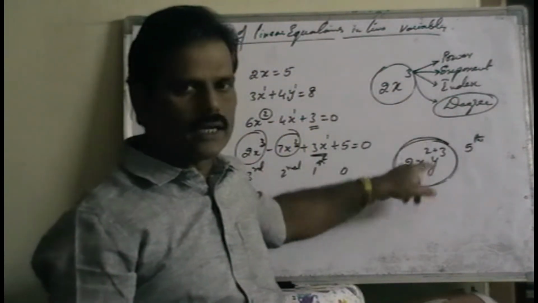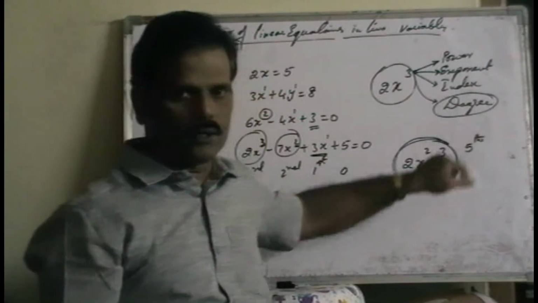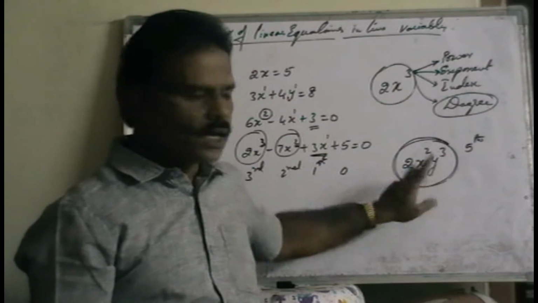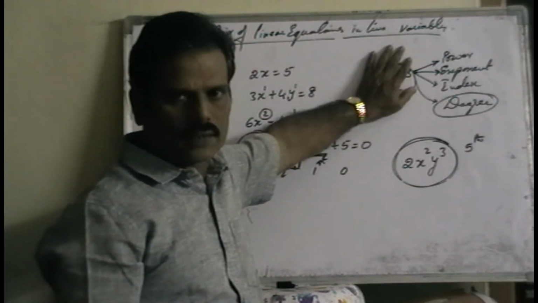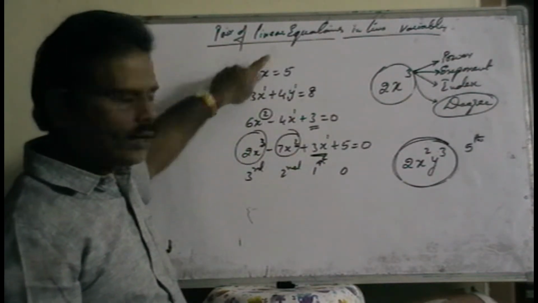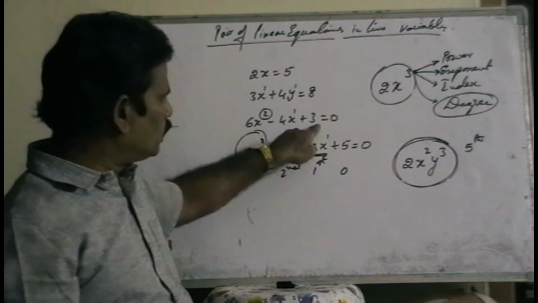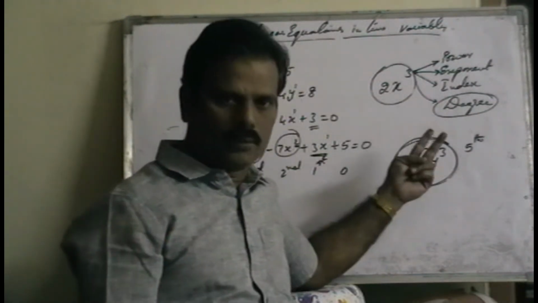2x square y cube is a fifth degree term. Why? Because there are two variables. If there is only one variable, say the power is only 3, that means the term is third degree. Here, one term, so it is first degree. It is second degree, first degree, third degree, 0 degree. But here, in only one term there are two variables.